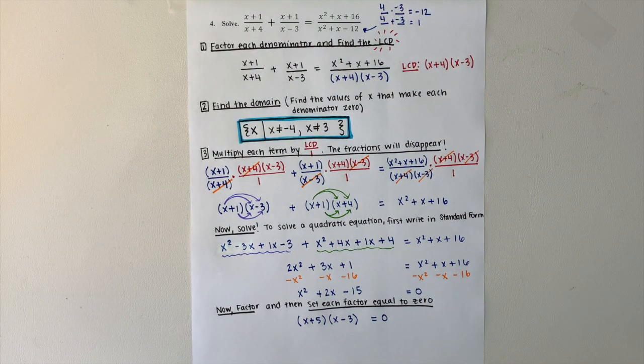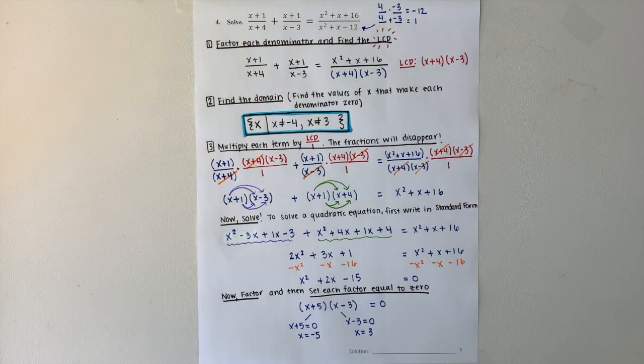Now that we've factored, we set each factor equal to 0. So we can set this first factor equal to 0, and then we can set this second factor equal to 0. And if we solve this equation, we'll get that x is equal to -5. And if we solve this equation, we'll get that x is equal to 3. Now, before we write our final answer, we need to remember step 4, where we reject any extraneous solutions.